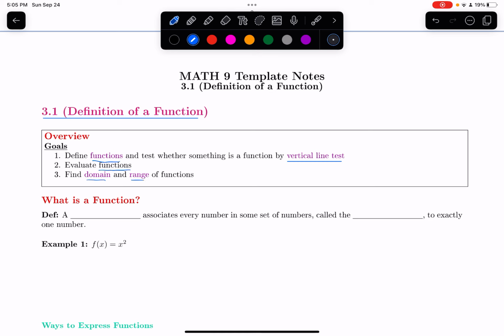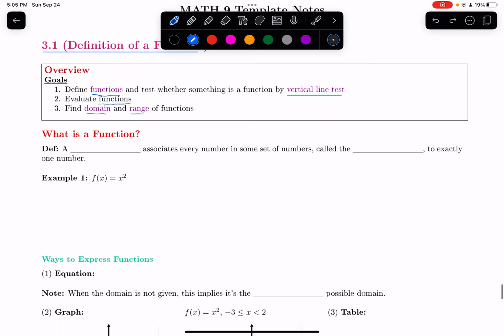All right, so in this video, I want to focus on what a function is and how we can test whether something is a function or not. So let's start with the definition, which says that a function associates every number in some set of numbers called the domain to exactly one number. Okay, so what does that mean? You might recall that with a function, we can plug numbers in, and then when we do that, we get one number out. And that's what this definition is saying.